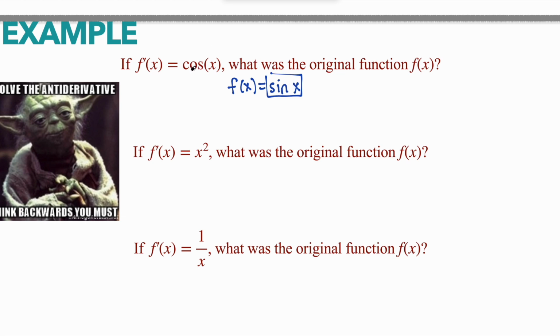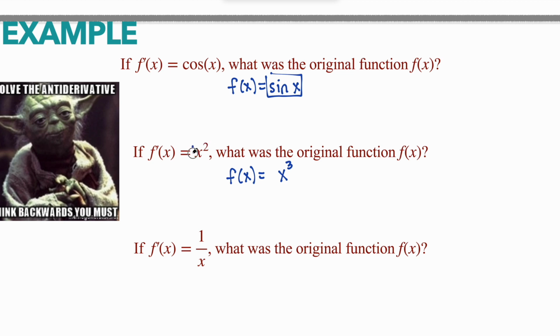So you have to think of what made the derivative get you to cosine, and the answer would be sine. For example, if the derivative is x squared, then what was the original function? Well, that means the original function had to have been a cube, because when you take the derivative of a cube, you throw the exponent in front and subtract 1, and that's how I got my square.